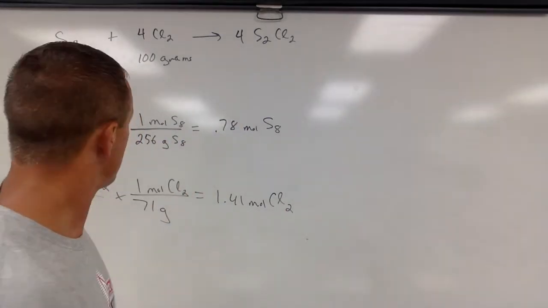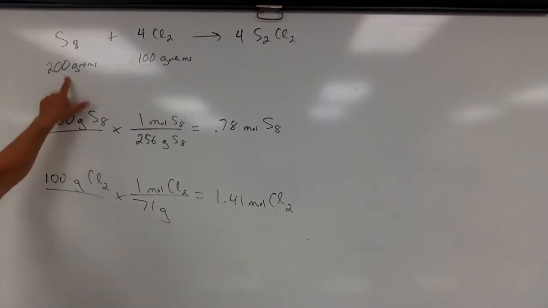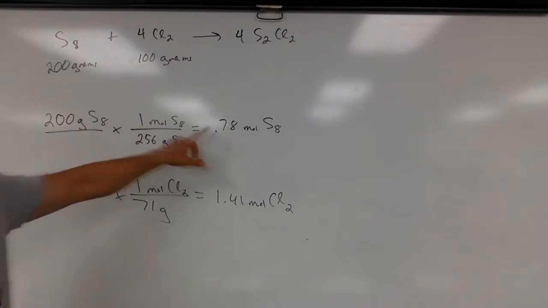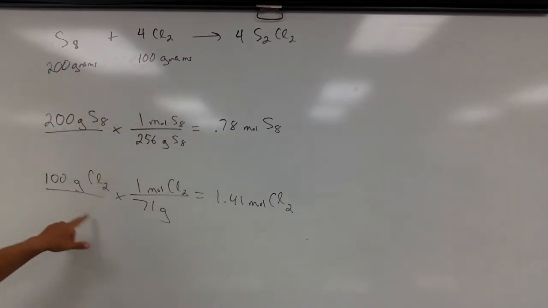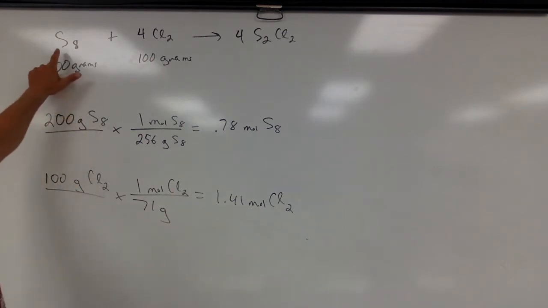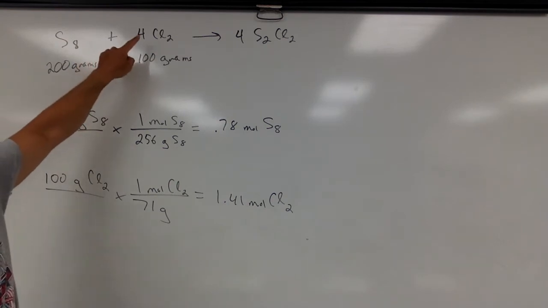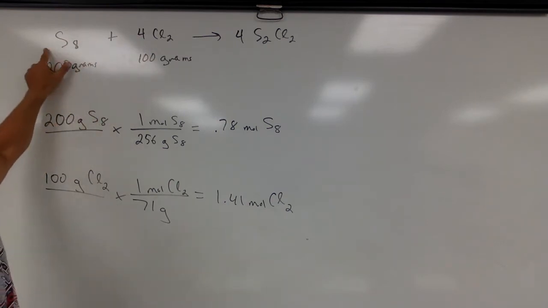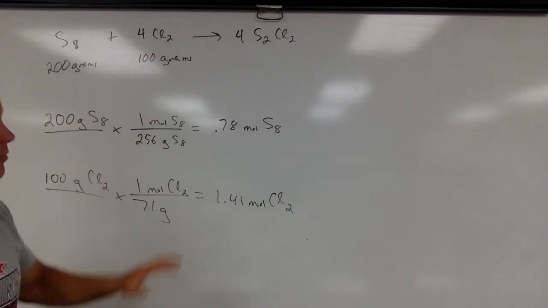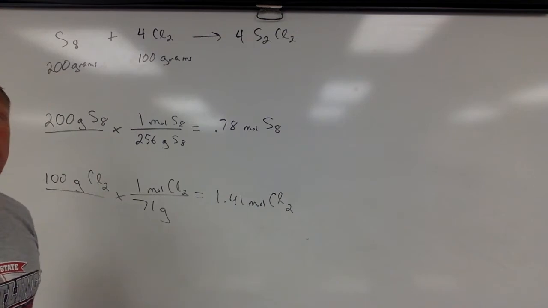So what I have done here is taken my 200 grams of S8 and turned it into moles. 256 grams is 1 mole, so 200 grams is 0.78 moles. I did the same thing with chlorine, turned it into moles. Looking at the equation here, it's a 1 to 4 ratio. We need to have 4 times as much chlorine as sulfur. So chlorine needs to be 4 times bigger. If it's not 4 times bigger, it's going to run out first. If there's more than 4 times as much chlorine in terms of moles, remember, not in terms of grams, in terms of moles, then they would be in excess.